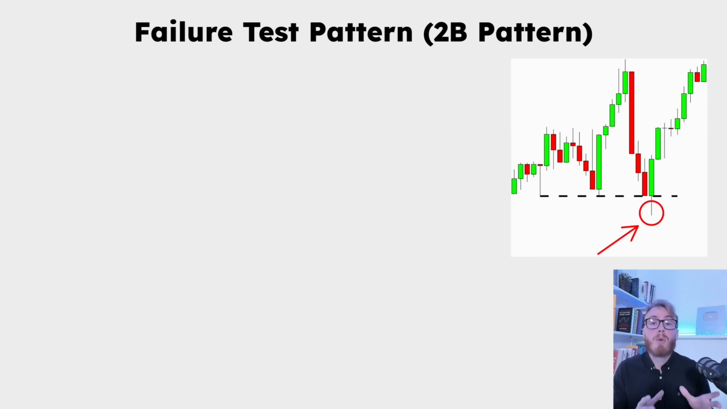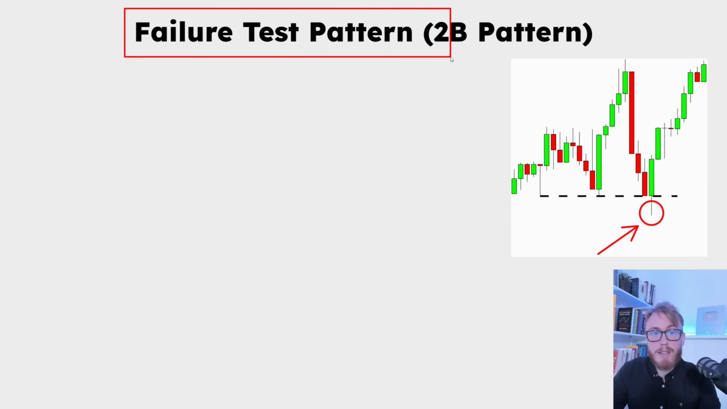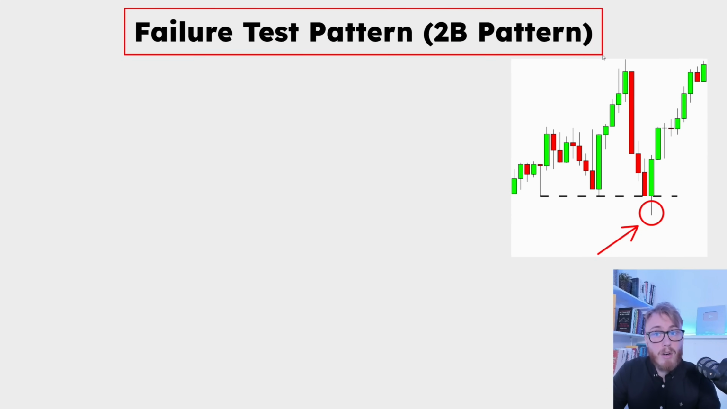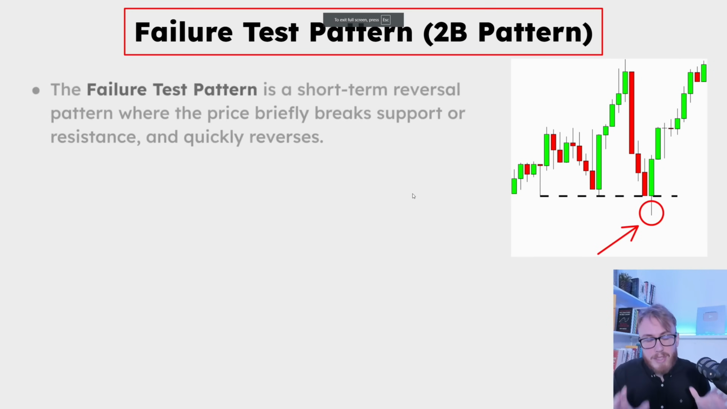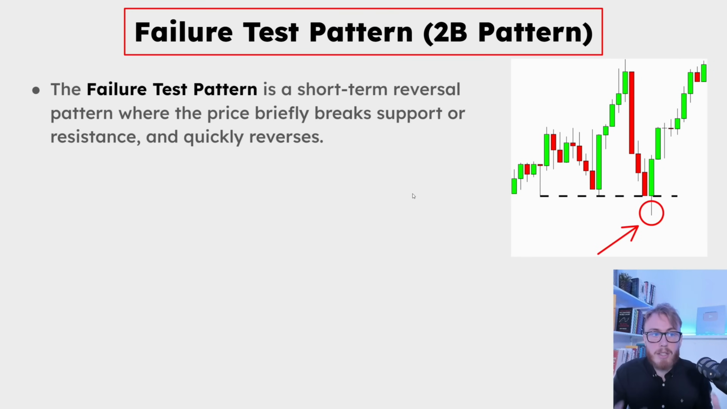All right, guys, so now it's time to take a look at our first entry model. The first pattern we're going to take a look at is called the failure test pattern, or 2B pattern. This pattern has even more names, but I first read about the pattern in this book, The Art and Science of Technical Analysis, written by Adam Grimes. I actually highly recommend that book. But before we dive into the charts here, let's do a quick overview of the pattern.